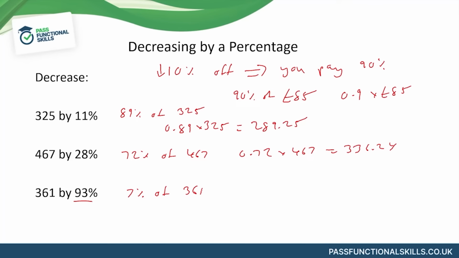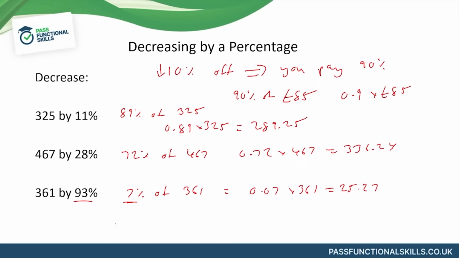So 0.07 times 361, which is 25.27. Be really careful with a single digit percentage amount. Remember that is 0.07. So just a quick recap on multipliers.